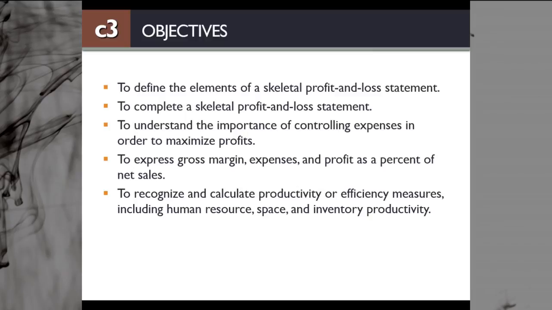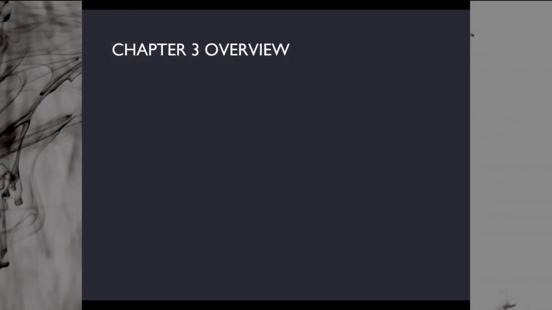If you don't really know about these terms yet, don't worry about it. That's what you're going to learn in this chapter and throughout the semester. You're going to go step by step, so don't worry too much. Let's look at the overview for Chapter 3.